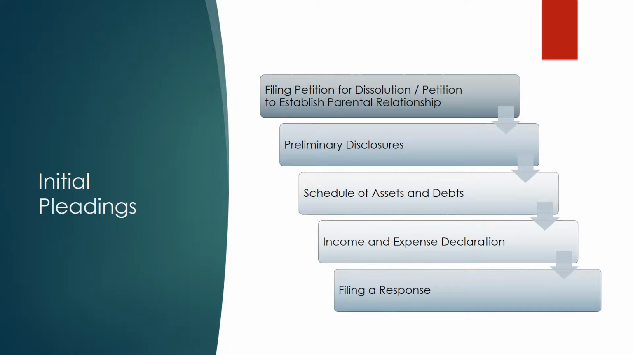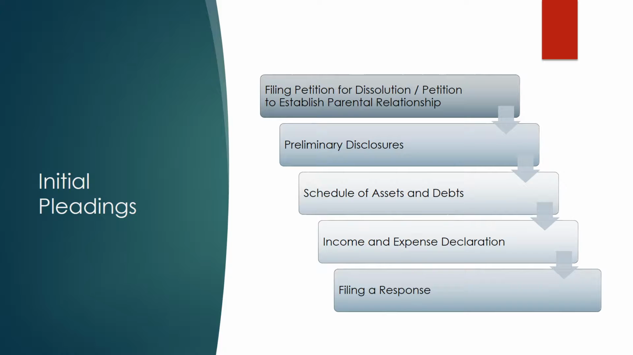Now, when the initial pleadings are filed with the court, certain restraining orders go into effect. You can't sell, transfer, or give away property in a divorce case. You can't cancel health insurance or auto insurance, and you can't remove the children from the jurisdiction that you live in. Now, those documents have to be served on the other side.